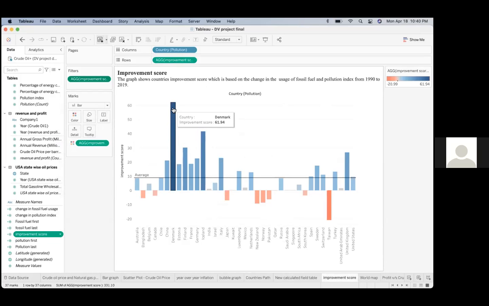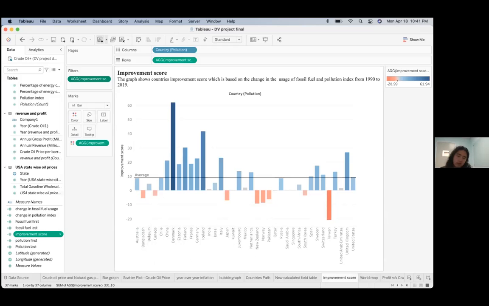Here we can see the most improved country is Denmark, followed by Iceland, Finland, and the United Kingdom. There are several countries which moved in the opposite direction, that is, the pollution index has increased significantly, and those countries are Taiwan, Pakistan, Norway, and Bangladesh, and a few other countries.